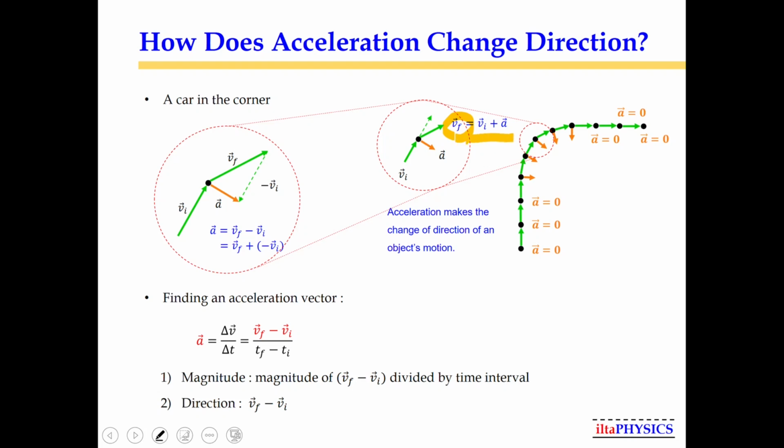Now let's think in reverse. If we know both the initial and final velocities, we can figure out the direction of acceleration. In this case, for the car to change its velocity direction from 1 o'clock to 2 o'clock, acceleration must act in the direction given by the vector subtraction of the two velocities. This is the same result as before, just viewed from a different perspective.